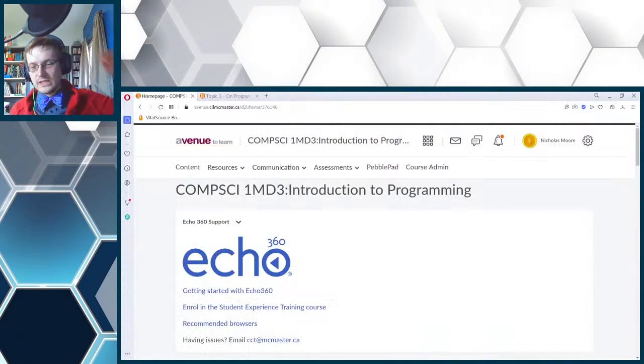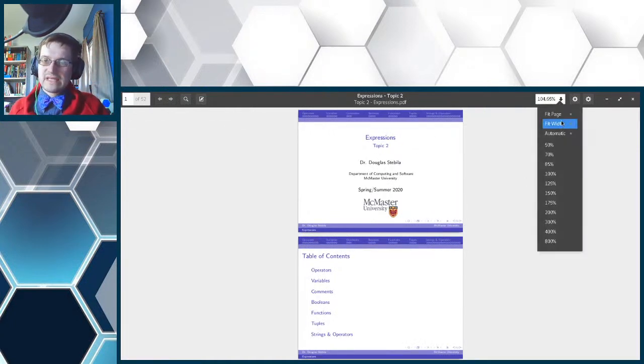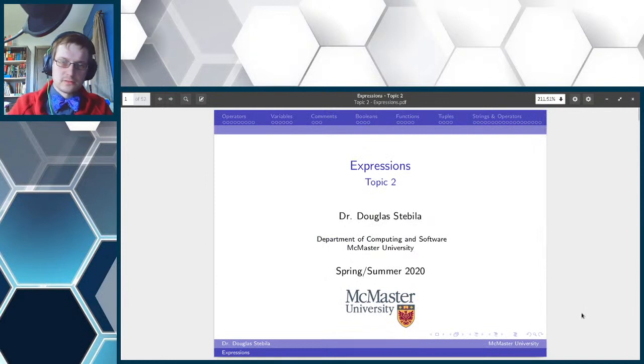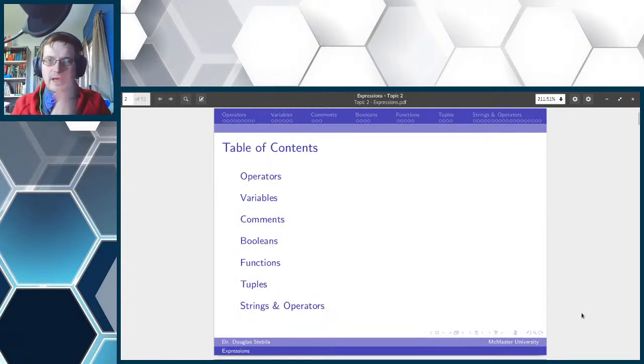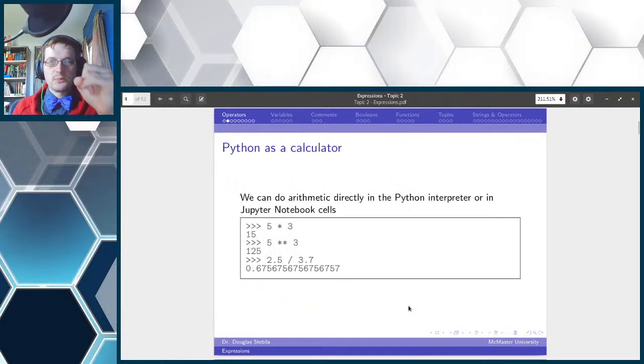Wonderful. So let's start getting into some of the meat of the topic. Let's talk programming properly. Over the course of this set of slides, we're going to talk about operators, variables, comments, booleans, functions, tuples, and strings plus operators. I hope you've all got your thinking caps on. I've already demonstrated a certain amount of this, but we'll go through it again anyway.